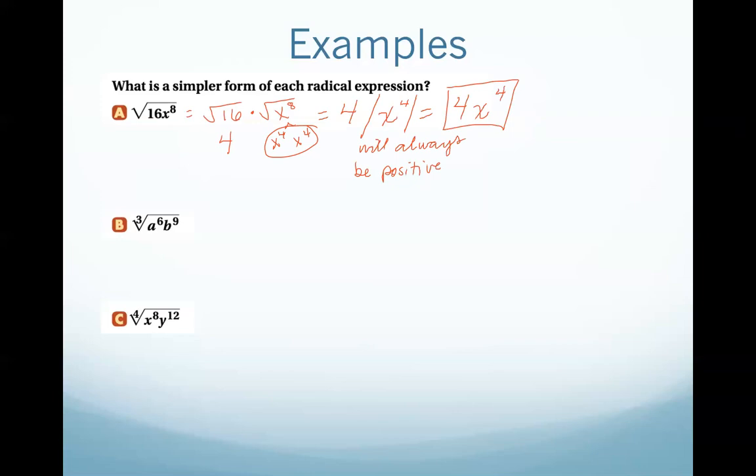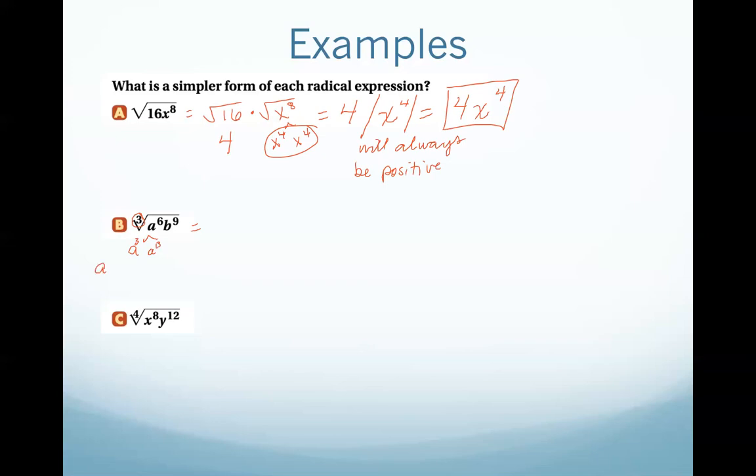Okay, let's try the next one. The cube root of a to the 6th, b to the 9th. Cube root makes us happy. We don't have to worry about absolute values because 3 is odd. So I want to know a to the 6th. What do I multiply 3 times to get a to the 6th? Well, I could do a cubed and a cubed, but I need 3 copies, not 2.